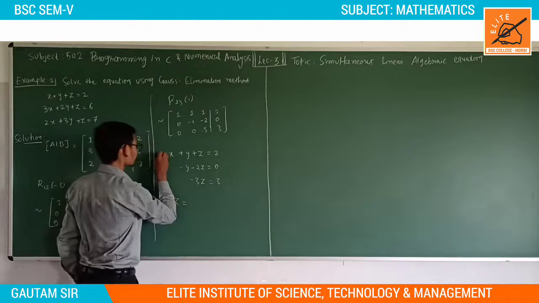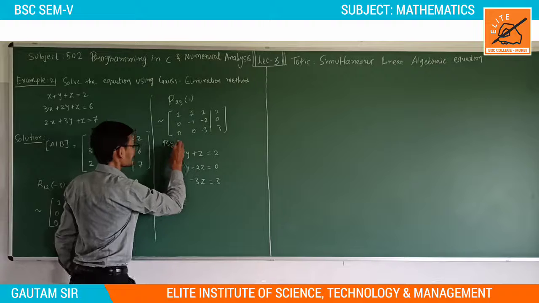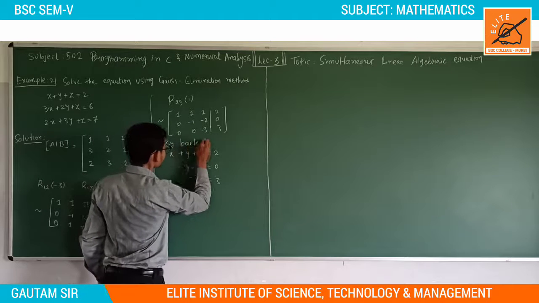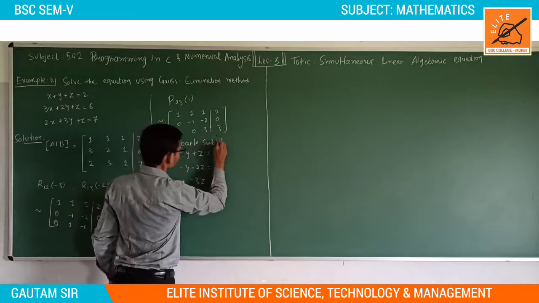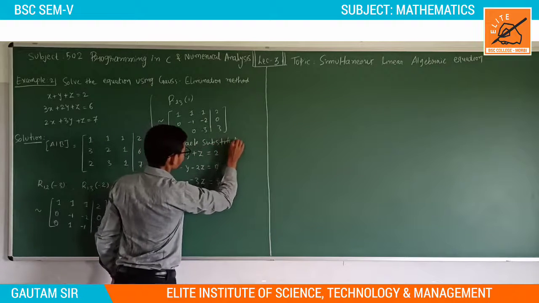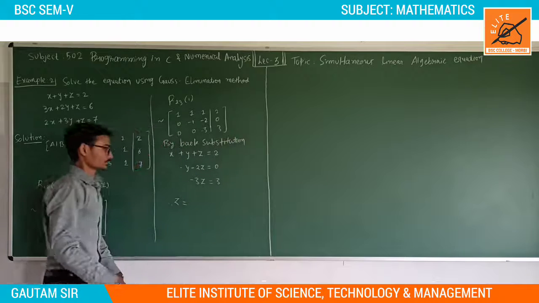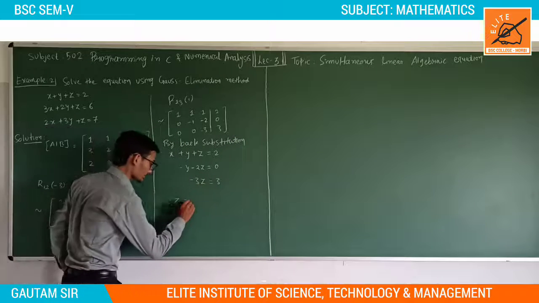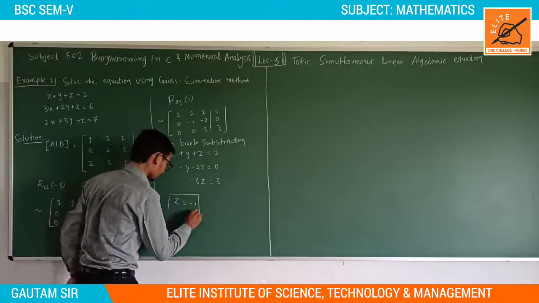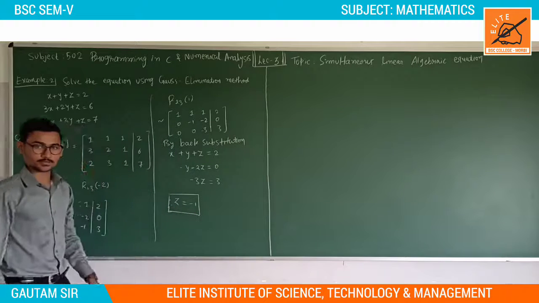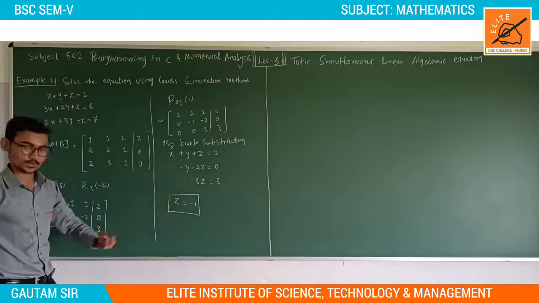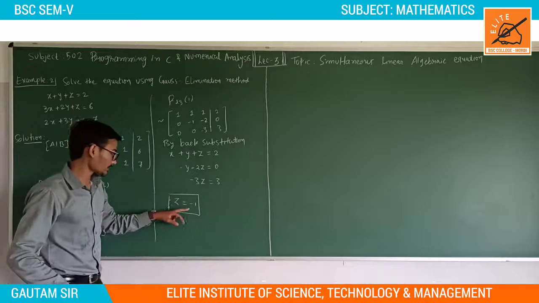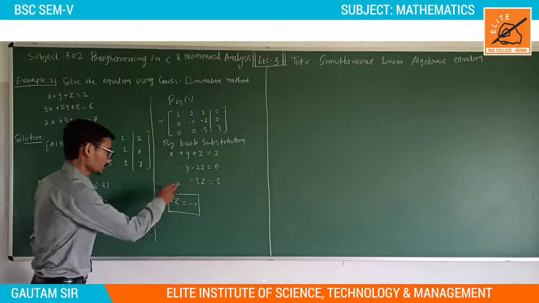By back substitution, the 3 cancels, so z is equal to minus 1. That is our third variable, z is equal to minus 1. Put z is equal to minus 1 in the second equation.